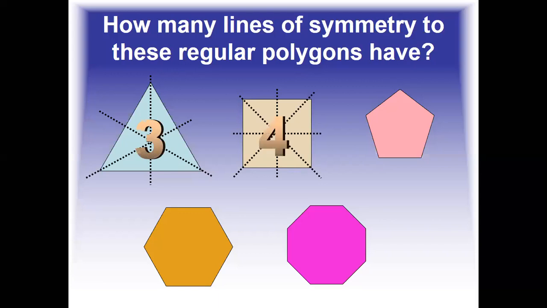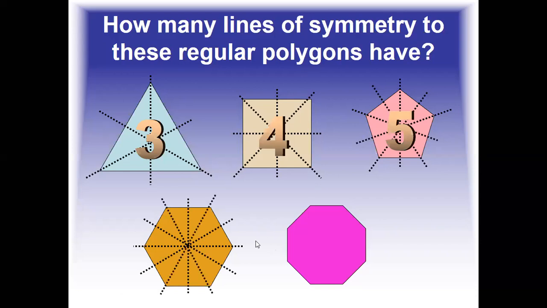Now, the next one is a pentagon. When you look at the pentagon, it has to have all sides equal, a regular shape. So if a pentagon is regular, then it will have five lines. The next one is a hexagon. A hexagon will have six lines.